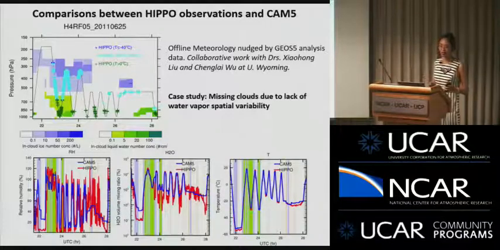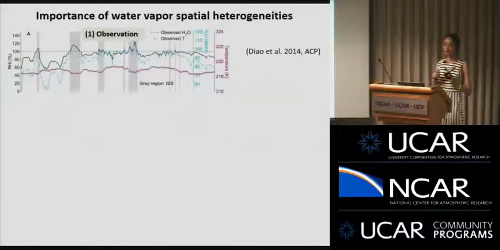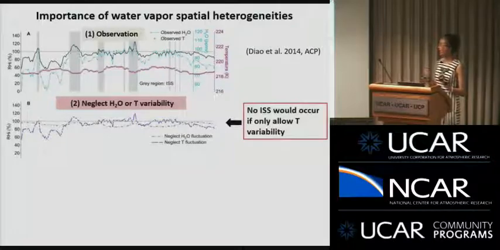So why does it matter? I'll give you an idealized comparison. But this is actually from a real flight track in HAPO. What I do is I take this segment of flight, and the relative humidity is in black. The blue is my water vapor mixing ratio, in ppmv. The pink is temperature in Kelvin. This is real observation from G5. Now, I can either neglect water vapor variability or I can neglect temperature variability. If I neglect water vapor variability, you have this red dot-dash line. You don't even have any supersaturation at all.